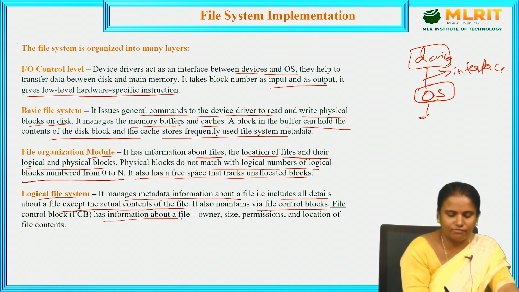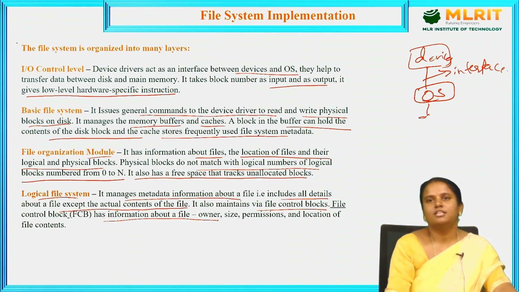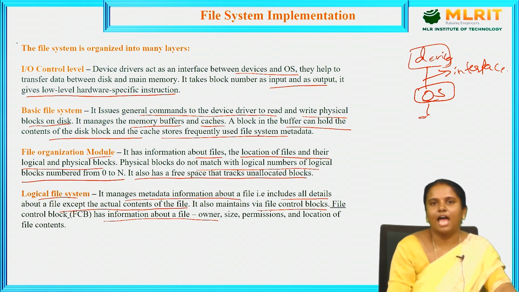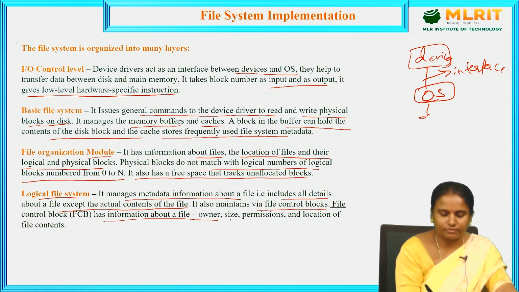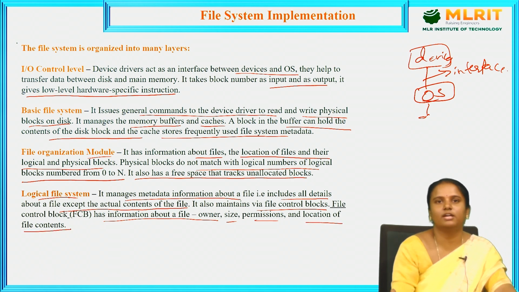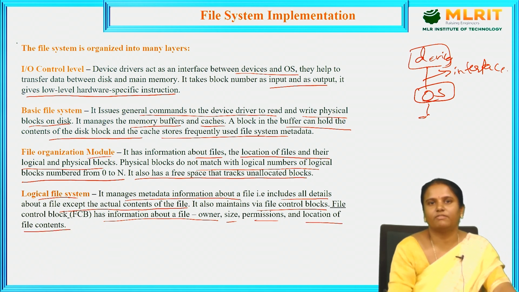The FCB has information about the file and owner. So it may have the information about who is organizing this file, what is the size of that file, what permissions are given to authorized users, and where the files are located. So: owner, size, permissions, and location of the file contents. It holds the ownership of the file, the size, the permissions given, and the locations of the file contents. This is about the logical file system.